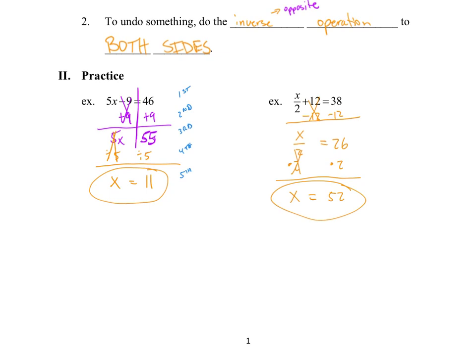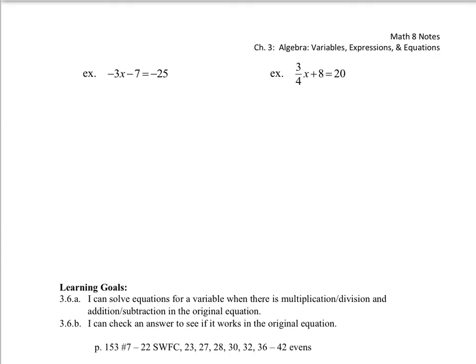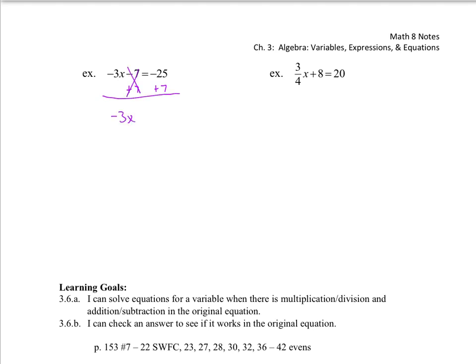Let's look at the other side. A couple more, a little increasing difficulty here. Negative 3x minus 7 equals a negative 25. What would you do first, Alex? 7 plus negative 25. Yep, we'd add our 7. Negative 25 plus 7.